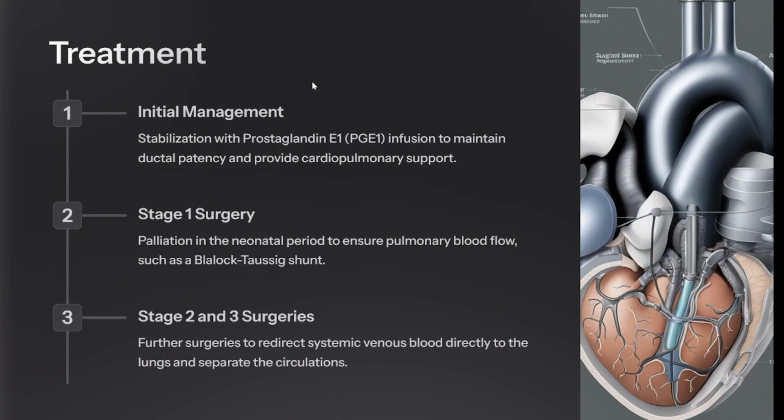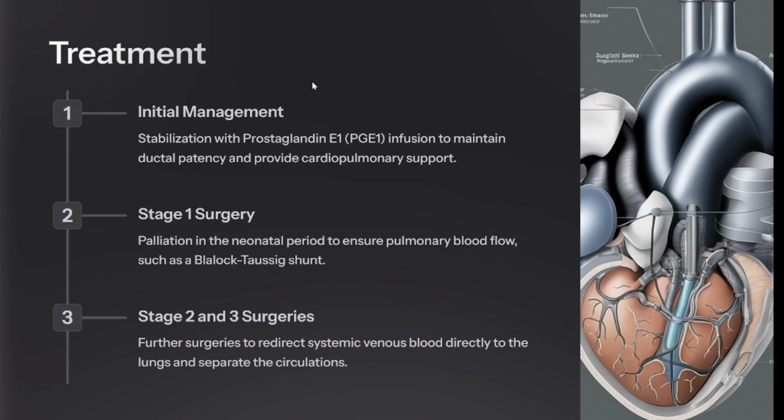Initial management: stabilization with prostaglandin E1, PGE1 infusion to maintain ductal patency and provide cardiopulmonary support. Surgical repair, a three-stage approach similar to the management of Hypoplastic Left Heart Syndrome, HLHS, is aimed at separating pulmonary and systemic circulations. Stage 1, palliation in the neonatal period to ensure pulmonary blood flow, e.g. Blalock-Taussig shunt. Stage 2 and 3, further surgeries to redirect systemic venous blood directly to the lungs and separate the circulations.